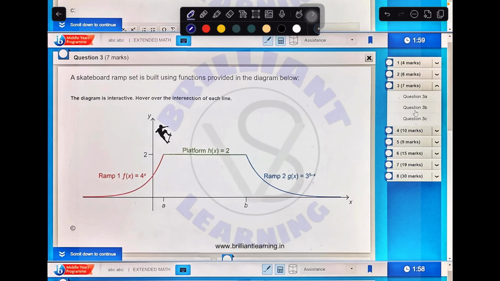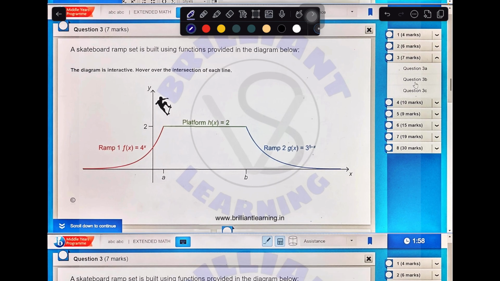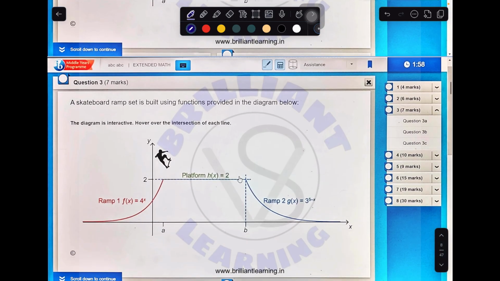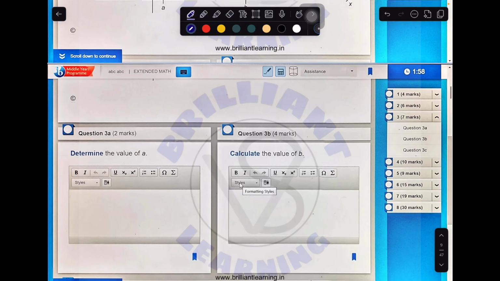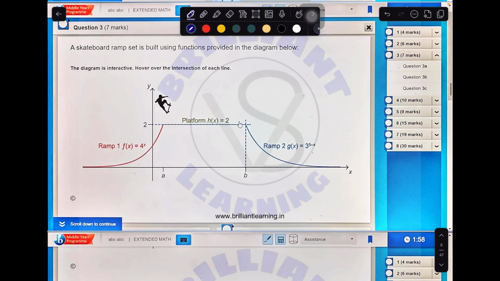Okay, a skateboard ramp set is built using functions provided in the diagram below. Okay, so ramp 1, f of x is equal to 4 to the power of x. Platform is represented by h of x equals 2. And then the ramp on the right-hand side is g of x is equal to 3 to the power of 5 minus x. Okay, so A is this point here. Okay, we've got B also.